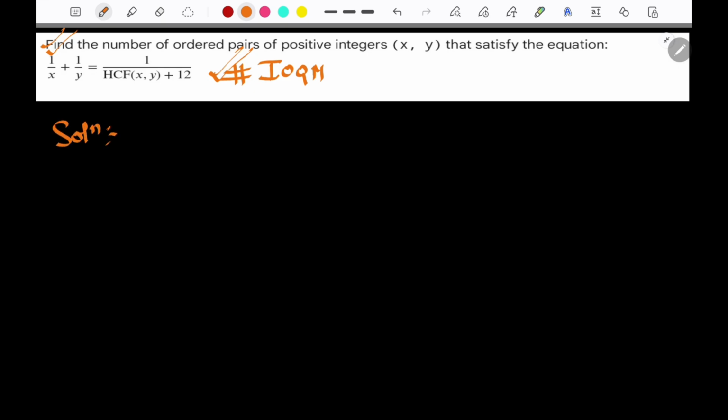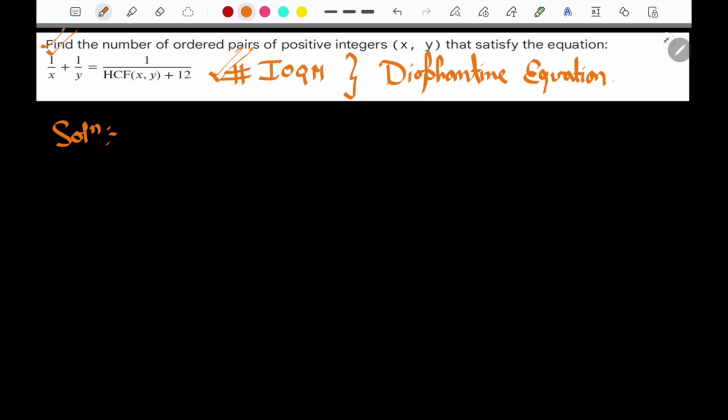Let's see. Find the number of ordered pairs of positive integers. What are we required to do? We are required to find ordered pairs that satisfy this: 1 by x plus 1 by y is equal to 1 by HCF of x comma y plus 12. Now again, this is a part of Diophantine equations. When we discuss this, we will discuss in detail what a Diophantine equation is.